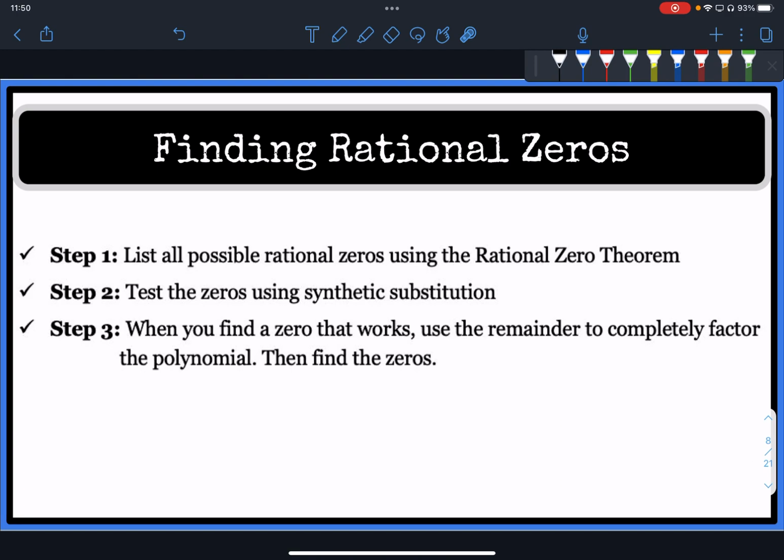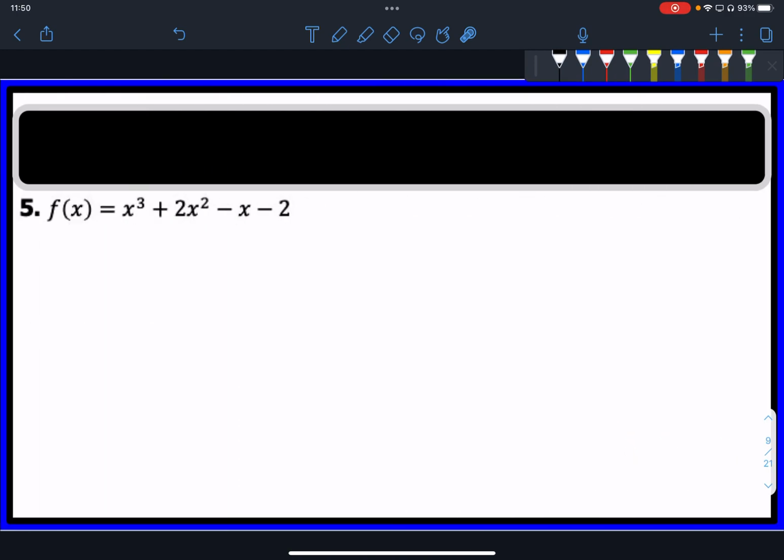So let's jump into an example of this. Let's say we have this example here, and I want to find the zeros of this function. So I'm going to first start by finding all of the possible rational zeros.